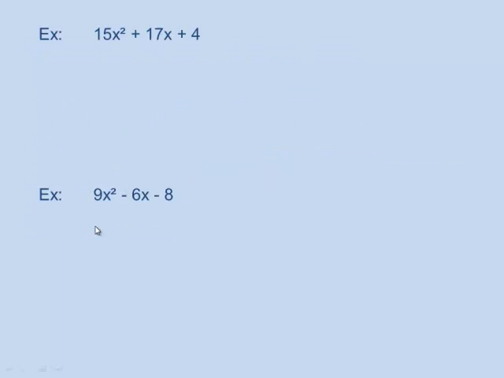Let's do a couple more examples of that. 15x squared plus 17x plus 4. First thing you want to do, always make sure there's not a greatest common factor you could factor out. In this case, there is not. So we're going to multiply a times c. We're going to multiply our first term times our last term. So that's going to give us positive 15 times a positive 4. And that gives us a positive 60.